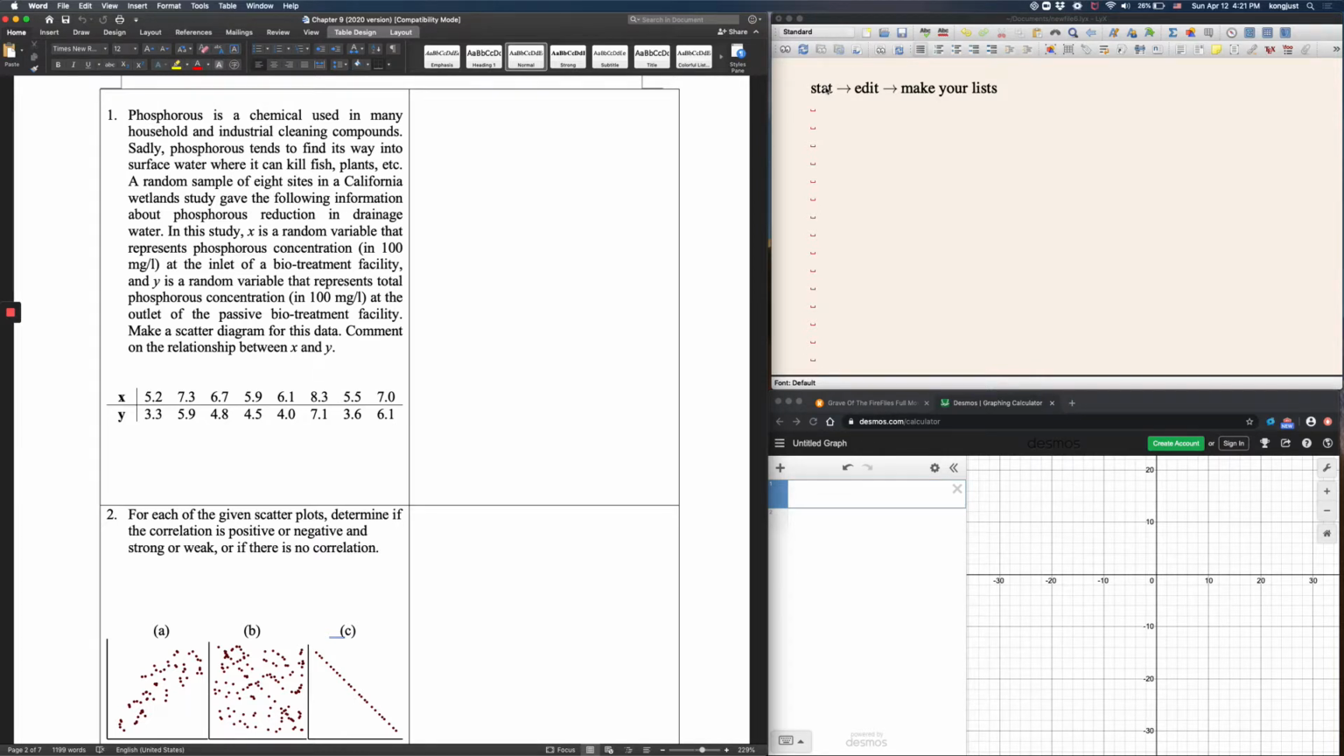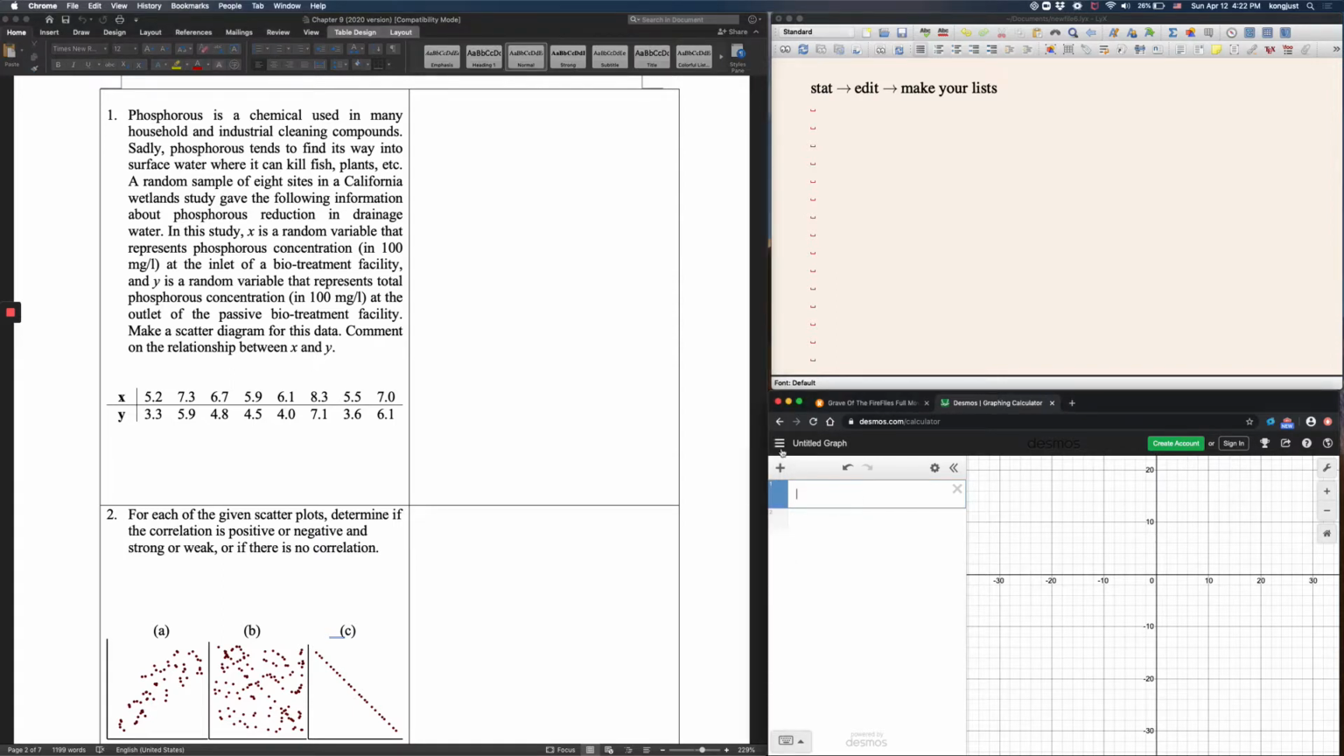Start with stat. This is the very first thing we did, right? We go to stat, go to edit, and then you're going to make your lists. This time we have 2 lists. The first list, X, is going to be the first column, L1. These 1, 2, 3, 4, 5, 6, 7, 8 values. And then Y is going to be this second group. Make sure, though, when you make the list that they correspond to each other. So entry 1 in the first list, L1, should correspond to entry 1 in the second list, L2. Take a moment to do that.